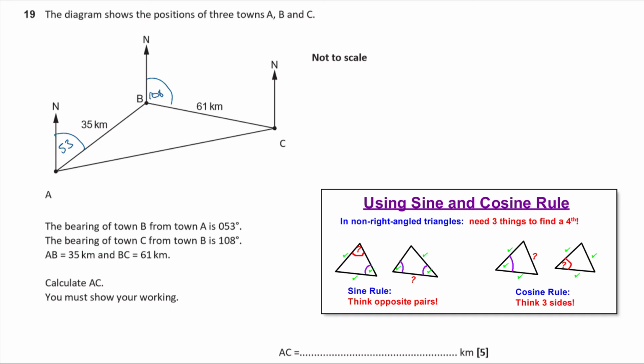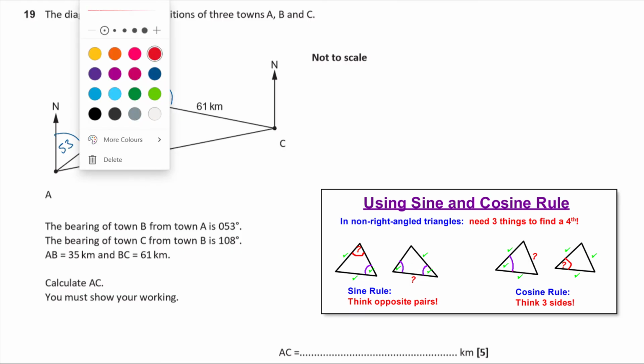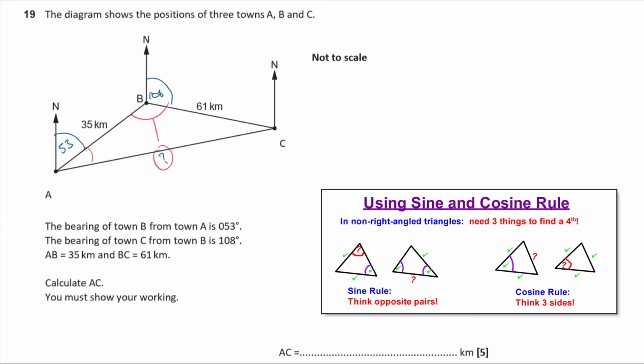Well, the sine rule is about opposite pairs. Now, I want to find this side here, AC. I should have the angle on the opposite side, or I can work it out. I can work that one out, and I know this one. So if I've got two pairs, I've got that angle which goes with this side. That's a pair. Do I know that angle there? I don't think I can find that angle here just yet. That's not going to work, I don't think.